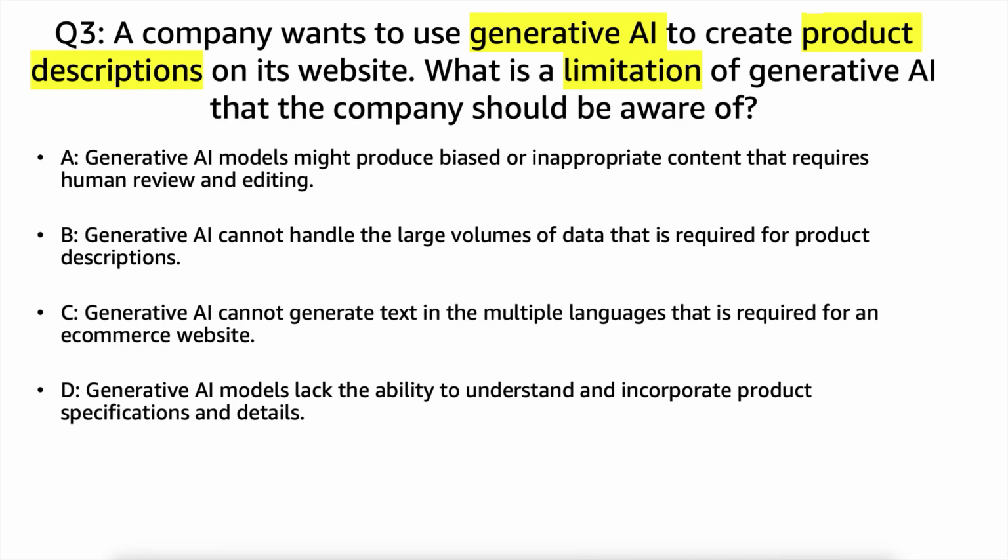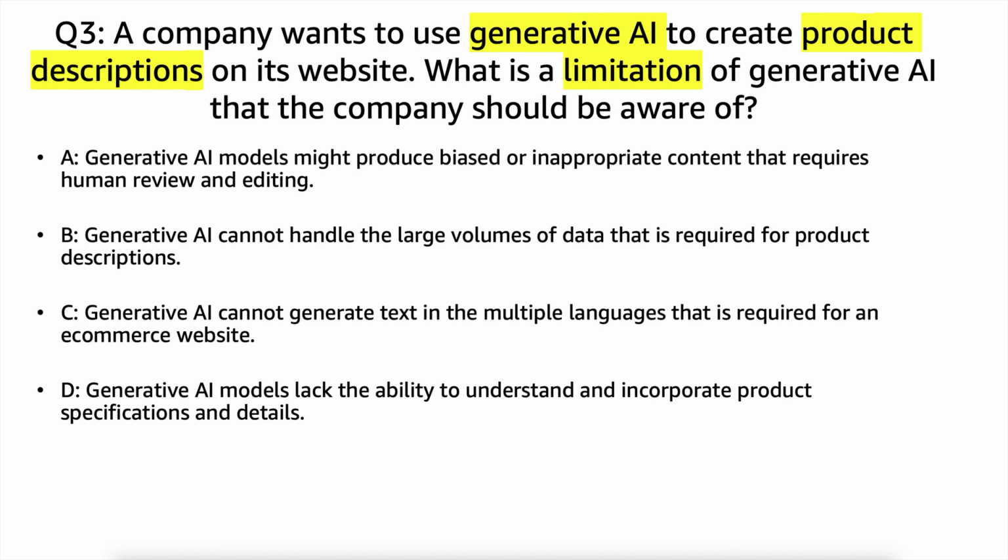Now, let's look at the same question with key terms highlighted to help focus your attention. Notice the important concepts: generative AI, product descriptions, and limitation. This question is testing your understanding of the genuine limitations of generative AI technology, particularly in a business context where companies are implementing these solutions for customer-facing content. Let's start our elimination process.